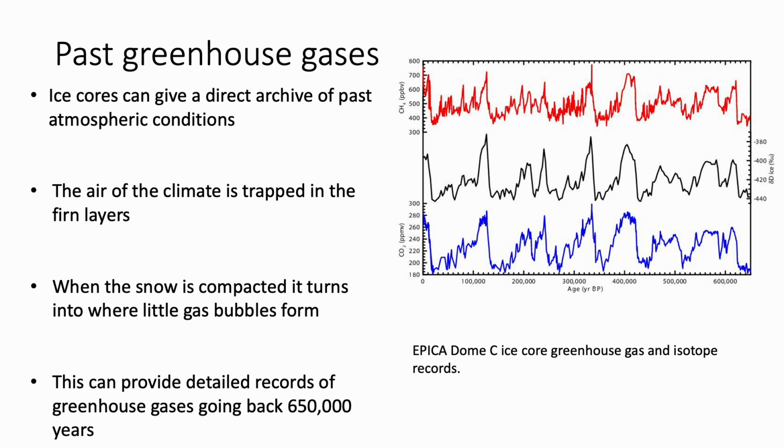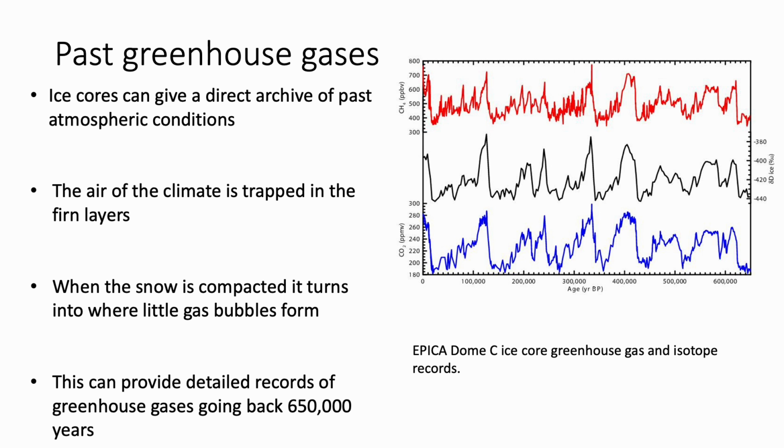Finally, past greenhouse gases in ice cores can be used to work out the past atmospheric conditions because basically it's like having a direct archive of the past climate in the ice, ready in the ice core. The air of the climate is trapped in a firn layer. A firn layer is the intermediate stage between fresh snow and glacial ice. When this snow is compacted, it turns to ice, where little gas bubbles form.